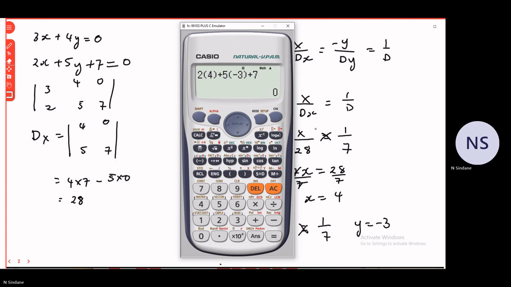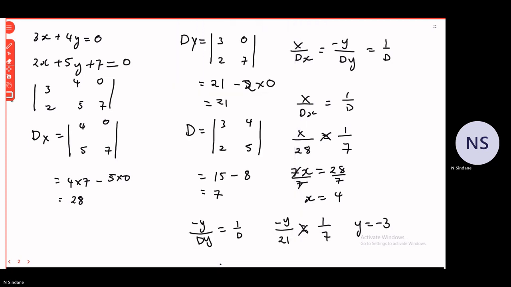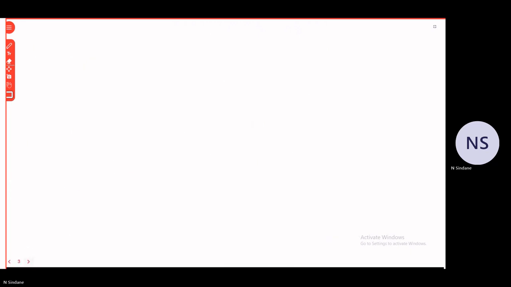Now, let's check if we can do another question similar to this one. Let me just, instead of erasing, go to the next page. You are given now 3x minus 4y equals 12. Then you are also given 7x plus 5y equals 6.5.